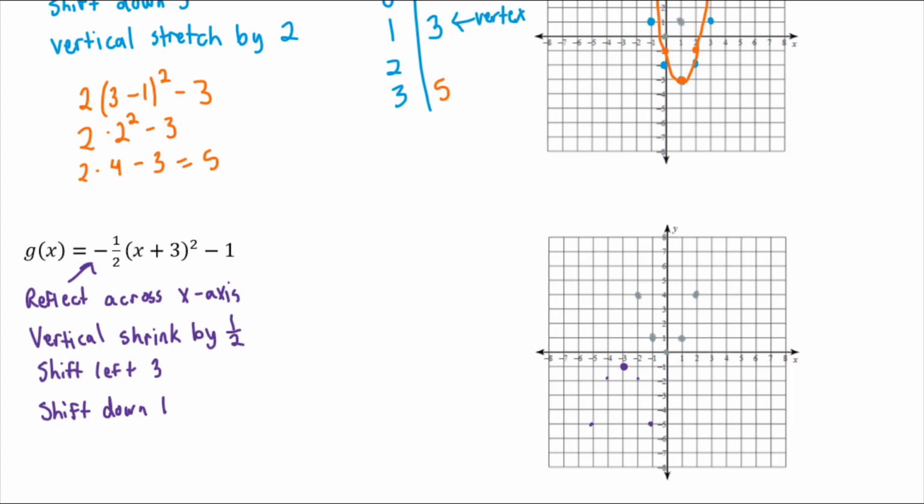But they also need to go half as far from the vertex. So instead of going all the way to 1, I actually just need to go half of a square away from my vertex. And instead of being 4 away like these are, I just need to be 2 away from the vertex, because that's what's half as far. And there's my parabola. It's opening down. It's wider than it normally would be because we've vertically compressed it.